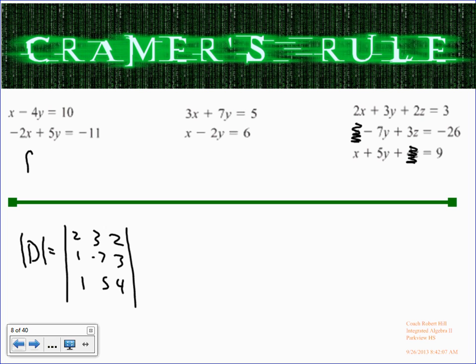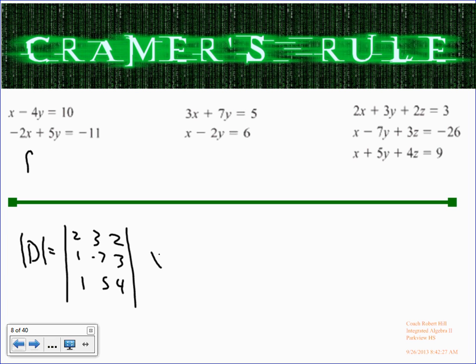If this y term would appear, it would be 2, 0, 2 in the matrix. It would be 0, negative 7, 3. It would be 1, 5, 0. That's the way those questions are going to be asked on your test. So as you practice for your test, your review tonight, make sure you make note of that.